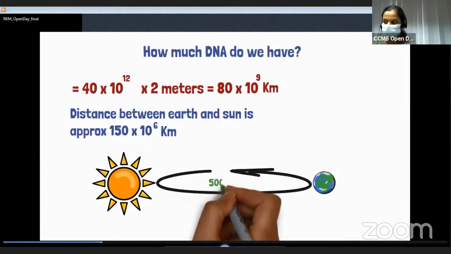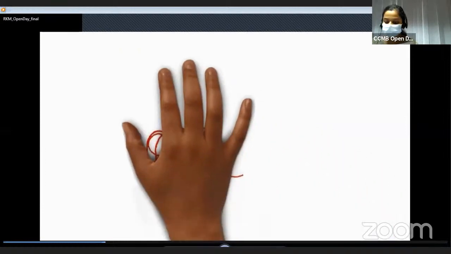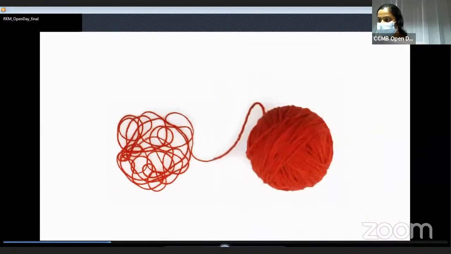But how do you think this 2-meter long DNA called the genome is packaged in a very small nucleus? Does this long thread of DNA get tangled and messed up like the thread here? Or is there anything that can detangle it and neatly package it in the nucleus?